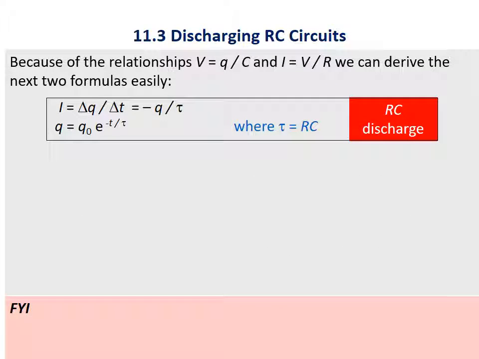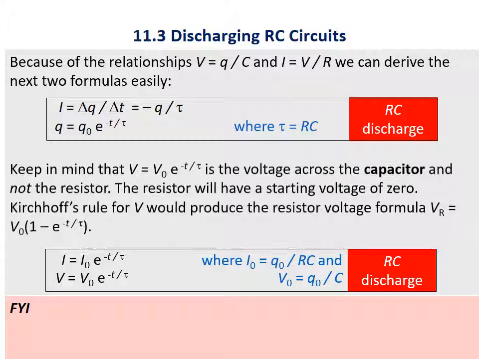Okay, because of the relationships V equals Q over C and I equals V over R, we can also derive these next two equations. Q equals Q naught e to the negative t over tau, where tau again is the RC constant. Keep in mind that V equals V naught e to the negative t over tau is the voltage across the capacitor and not the resistor. The resistor will have a starting voltage of 0.